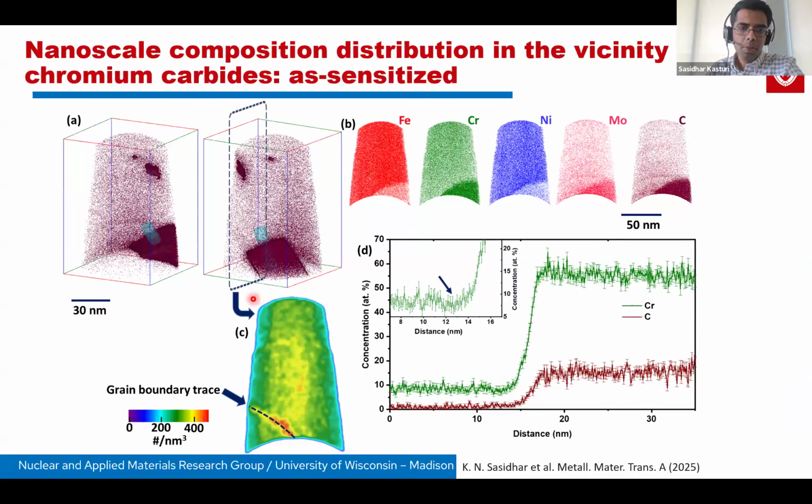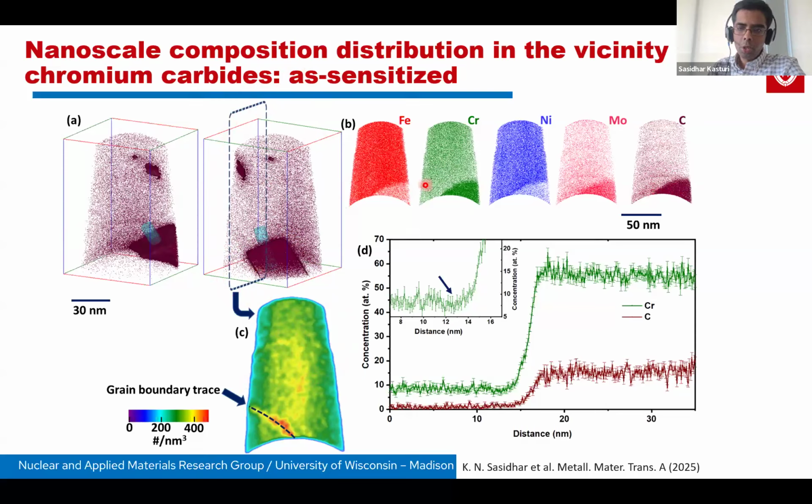These are atom probe reconstructions from the reference sensitized material. So these are two different perspective views of the same carbide. So this is the sensitization induced chromium carbide that has formed. And it has really formed on a grain boundary. The grain boundary can be seen from this ion density map shown here. So we are taking an ion density map along the surface indicated by this box. And that box clearly shows the ion density map shows a grain boundary trace here. So we have a carbide that has formed very close to the grain boundary.